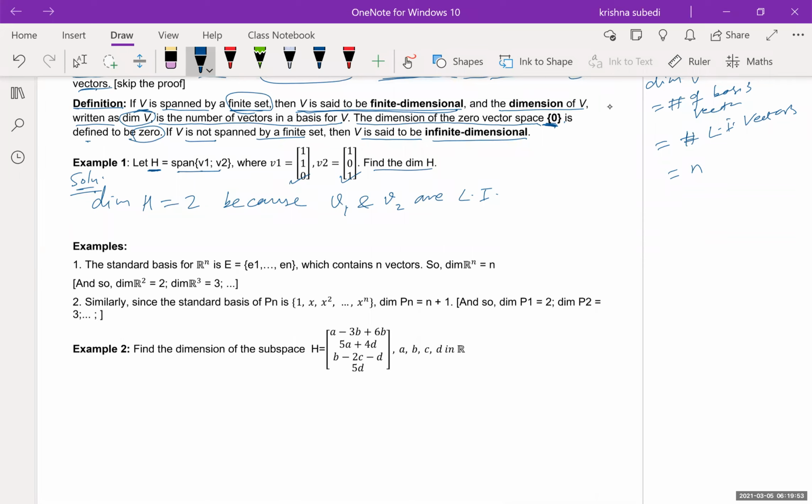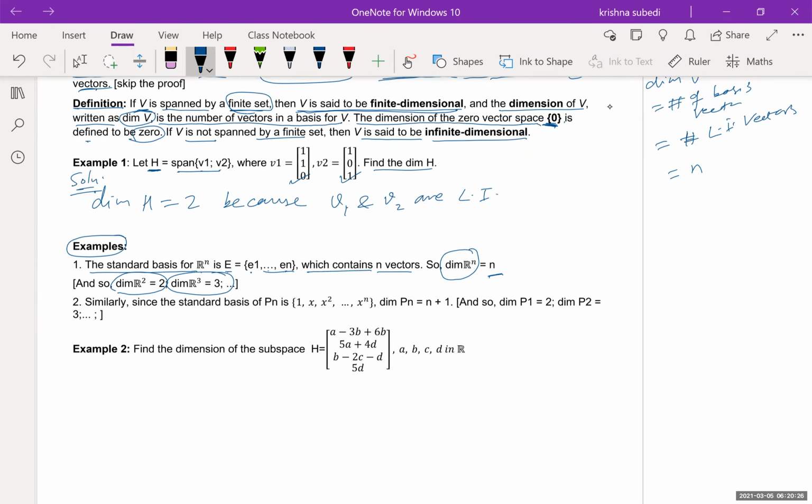Now let's look at some examples. You know that the standard basis for R^n is written as e sub 1, e sub 2, all the way up to e sub n, and this contains n linearly independent vectors. Therefore, the dimension of R^n will be n. By the same token, the dimension of R2 is 2, the dimension of R3 will be 3, and so on.